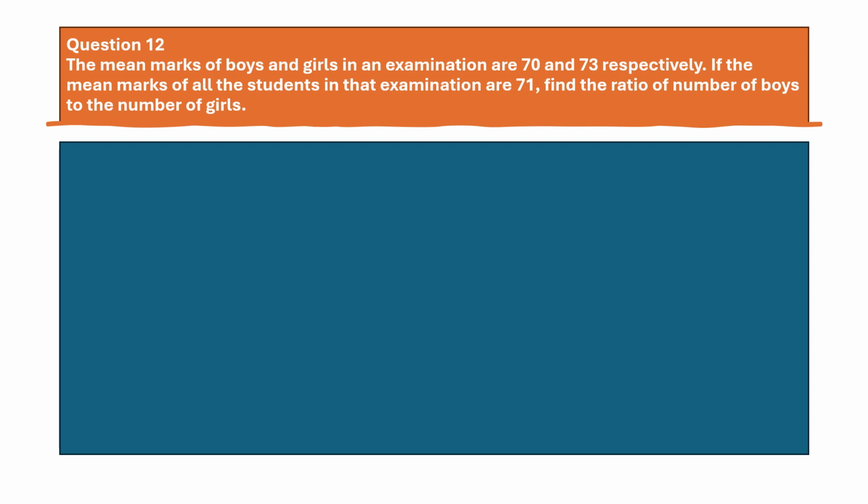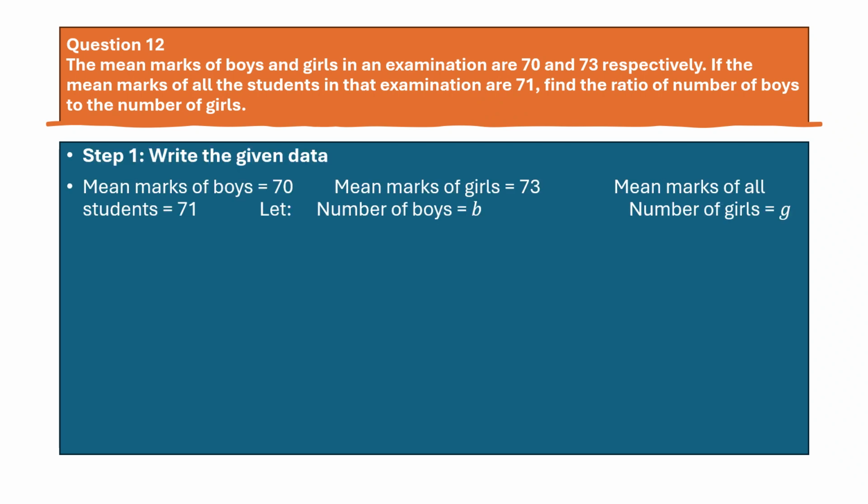Question number 12. The mean marks of boys and girls in an examination are 70 and 73 respectively. If the mean marks of all the students in that examination are 71, find the ratio of the number of boys to the number of girls. Now what is the data given? Mean marks of boys is 70 and mean marks of girls is 73. The mean marks of all students is given as 71. So what are we going to find out? The ratio of the number of boys and girls.